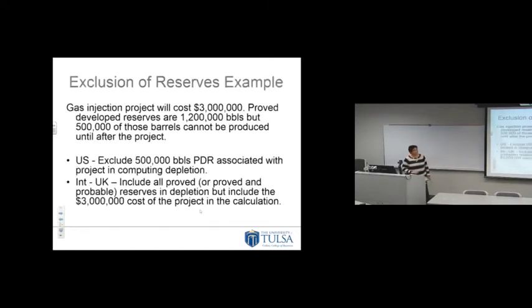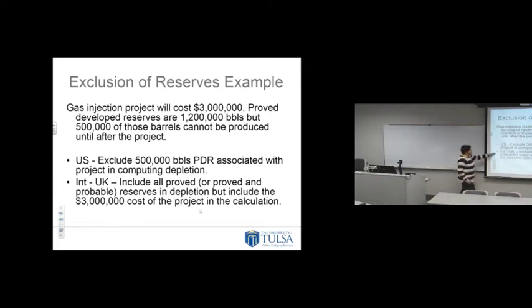So if we look at these examples, let's say we have a gas injection project that's going to cost $3 million. Proved developed reserves in this field are 1,200,000 barrels, but the engineers tell us that 500,000 of those barrels cannot be produced until after the project is completed. In the U.S., we would exclude those 500,000 barrels of proved developed reserves when we do depletion, until the project is completed. Then we'd put the 500,000 barrels back in the denominator.